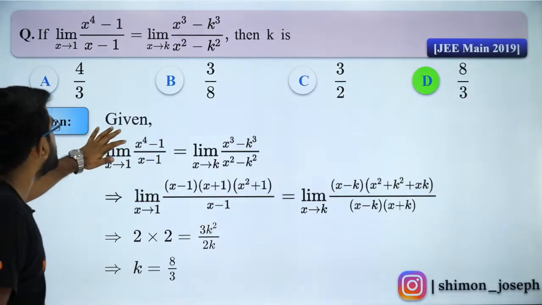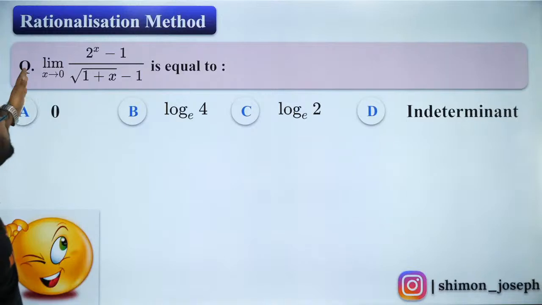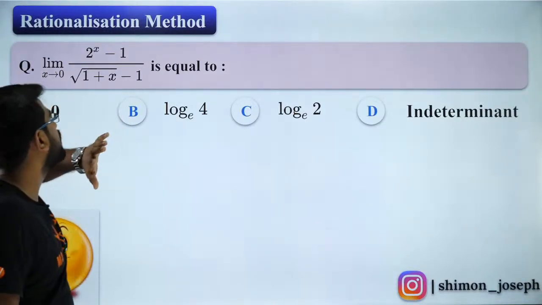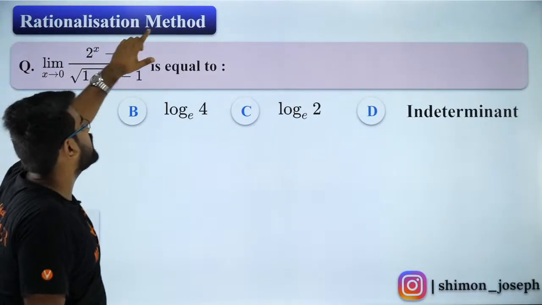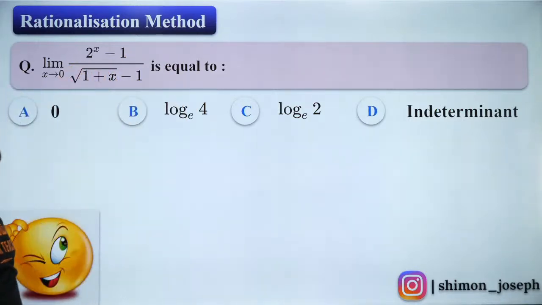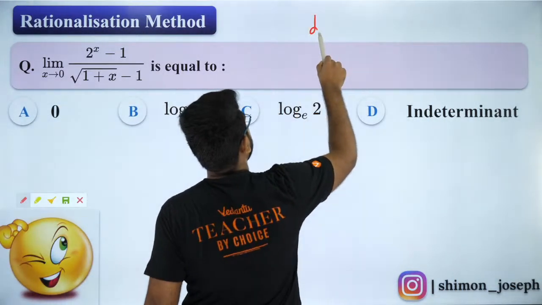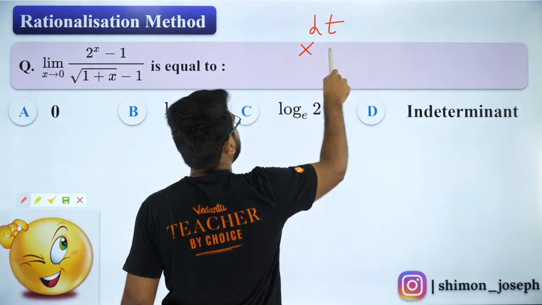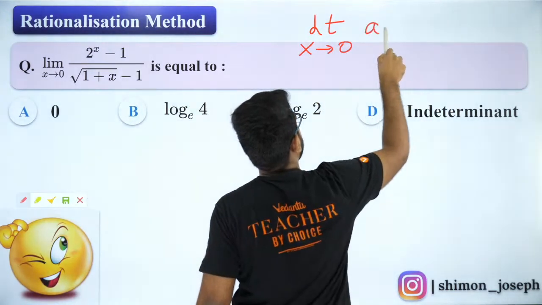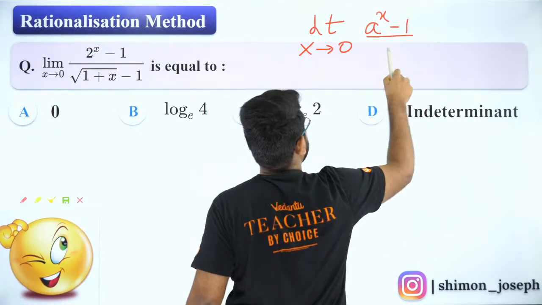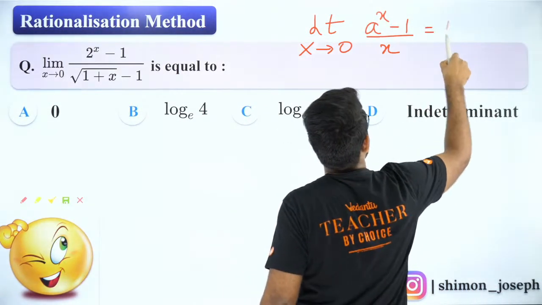Now, the next question which I have for you is based on the rationalization method. Please try to do it. Try to use some of the formulas of your limits. I'll give you a formula because you will need one formula here. So let us say limit x tending to 0, a to the power x minus 1 by x is equal to ln a.